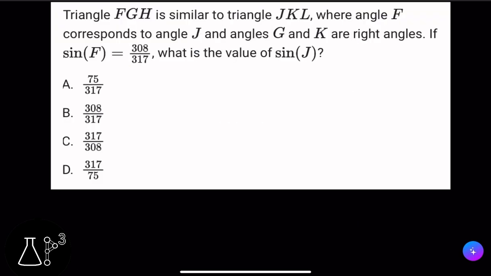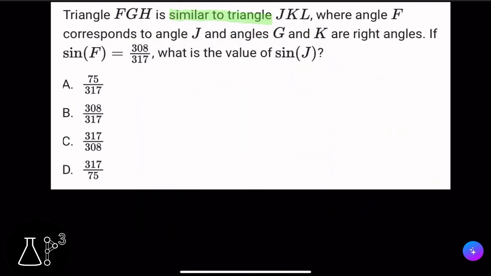Triangle FGH is similar to triangle JKL, where angle F corresponds to angle J, and angles J and K are right angles. If sine of F equals 308 divided by 17, what is the value of sine of J? Okay, there's an important keyword in these type of questions. We're given that triangle FGH is similar to triangle JKL. So what does similar mean?